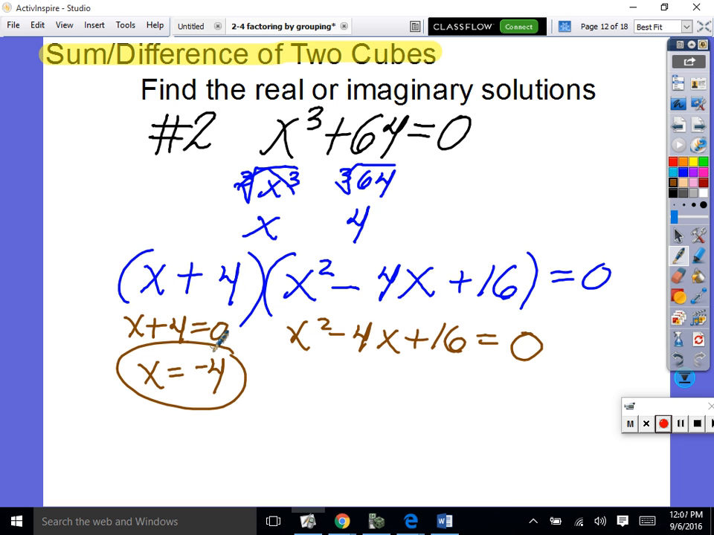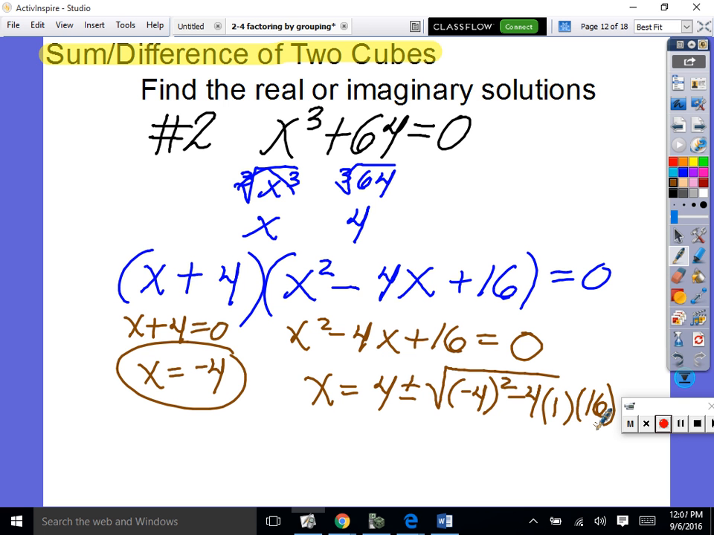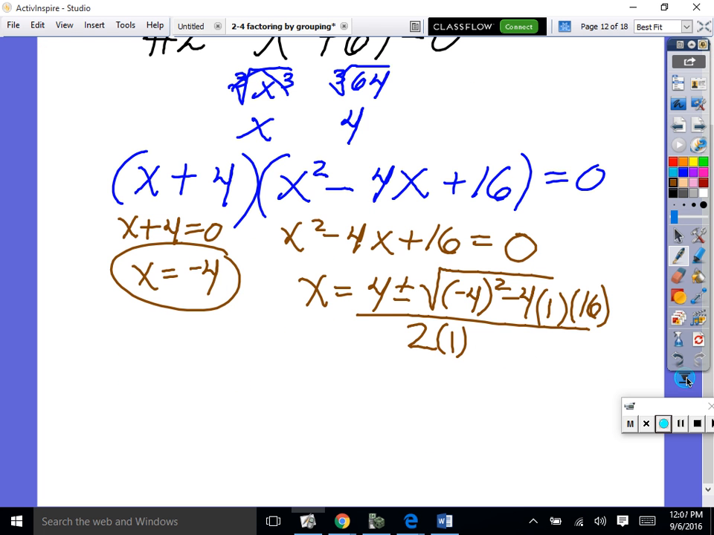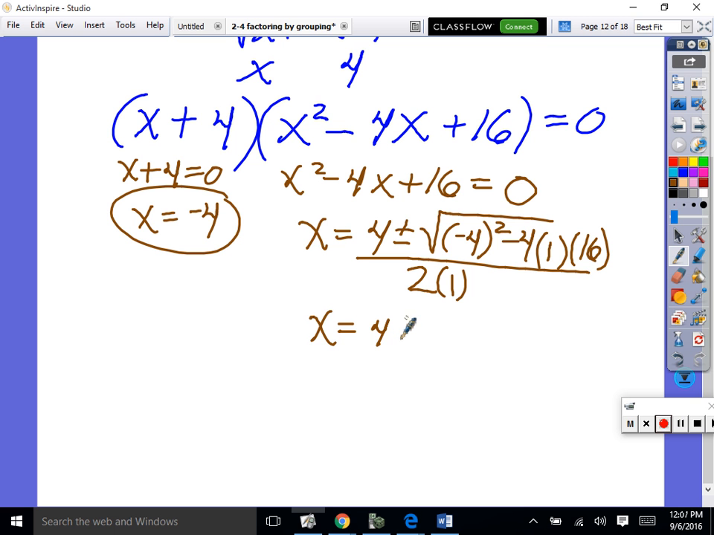This one, solving using the quadratic formula because it doesn't factor. So we have x is equal to the opposite of b, which is +4, plus or minus the square root. We use parentheses: -4 squared minus 4 times a, which is 1, times c, which is +16, and that's all over 2 times 1. So x is equal to 4 plus or minus the square root. If you calculate that, you should get -48, all over 2.